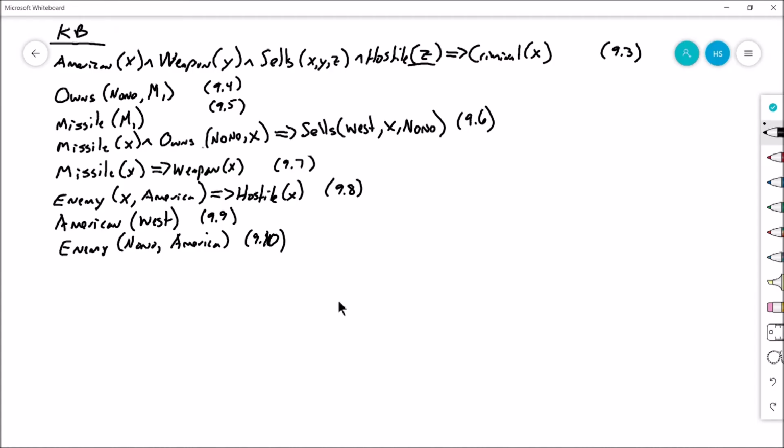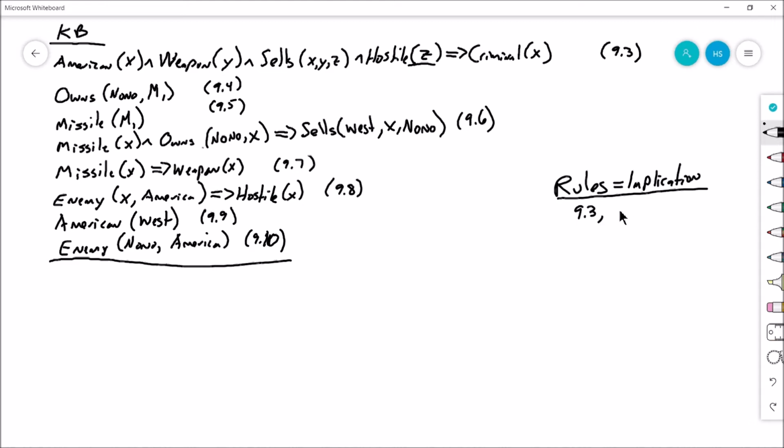All right, so here are all the definite clauses of our knowledge base in one place. Let's go through and see an example of the chaining playing out. In order to prove that West is a criminal, we're going to need a couple of repetitions for this to work out. So what are our rules? The rules are all the implications. Rules equal implications.